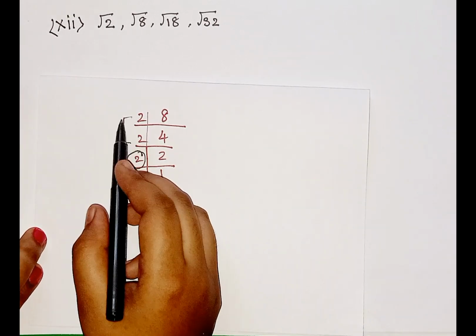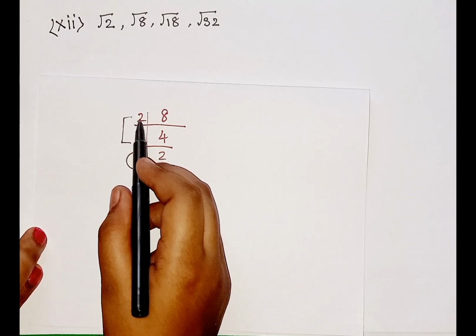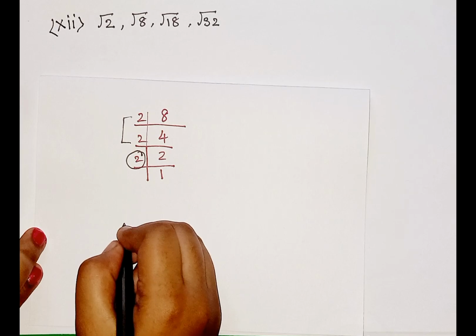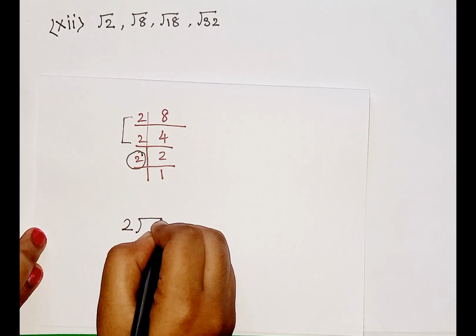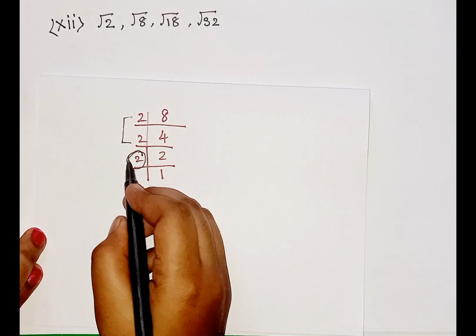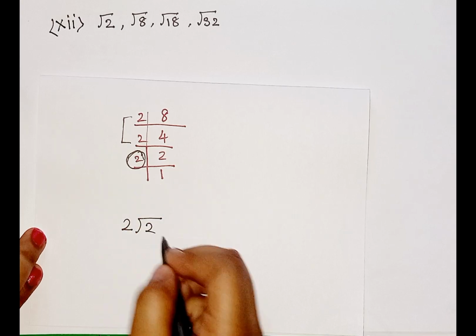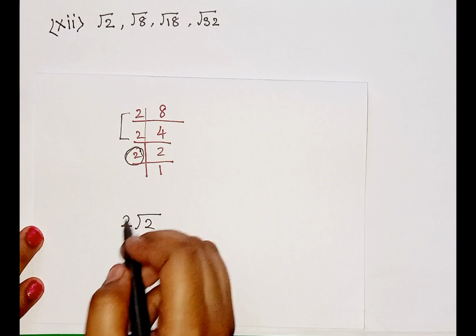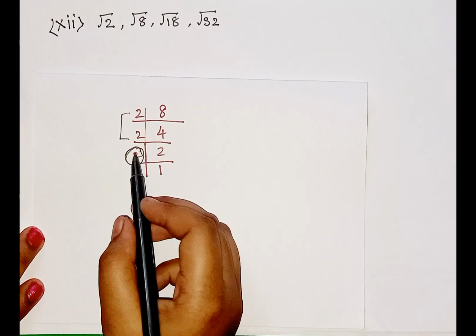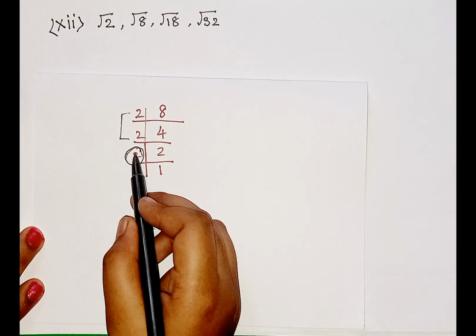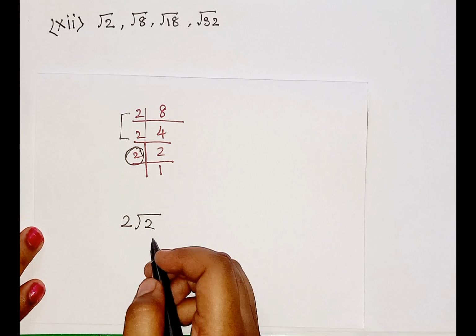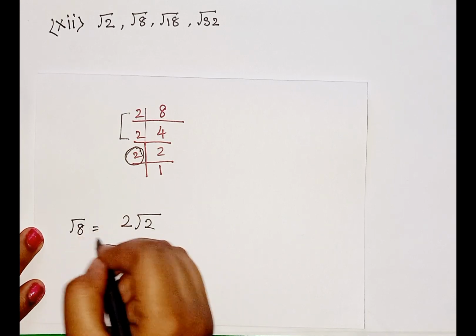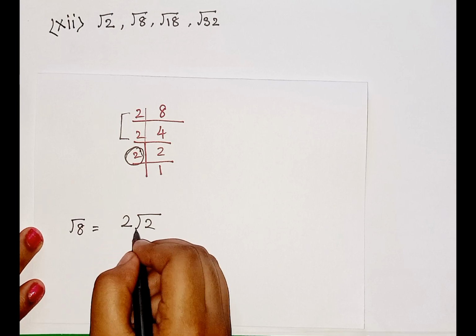Whatever I have as a pair, I am going to take this pair outside of the root, and whatever value is left, we are supposed to write inside the root. So whenever you get a pair, you write it outside the root, and whenever you don't get the pair, you write it inside the root. So the value for root 8 here we got as 2 root 2.